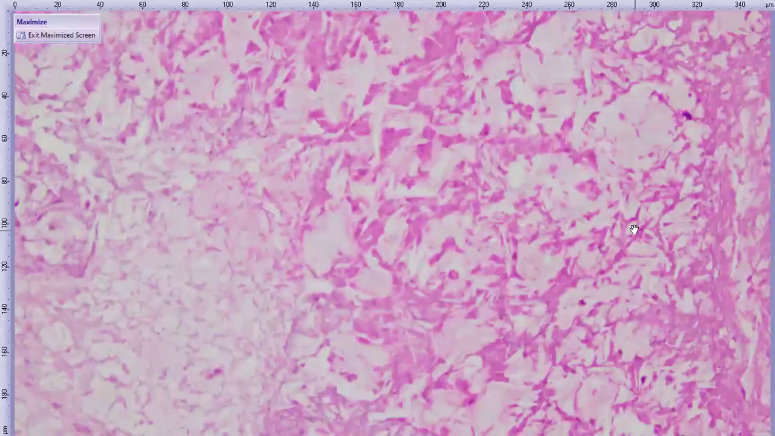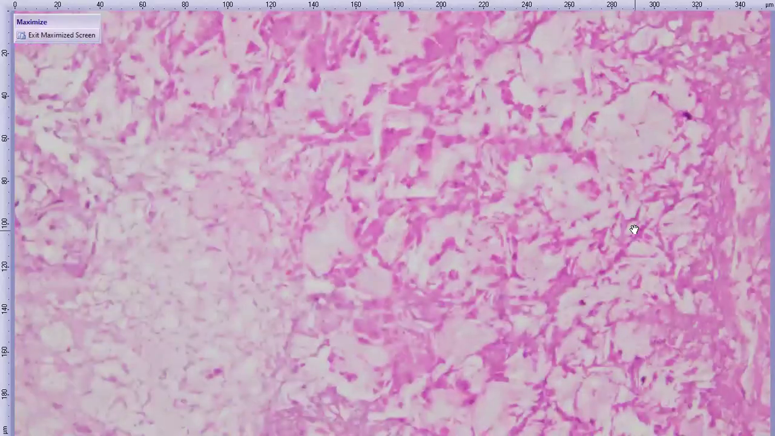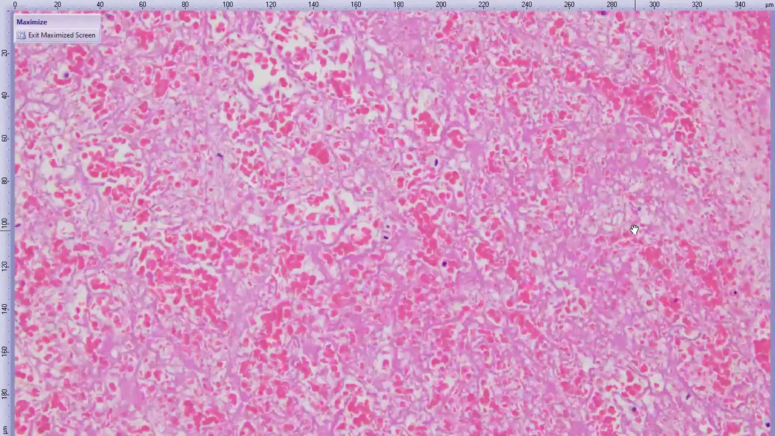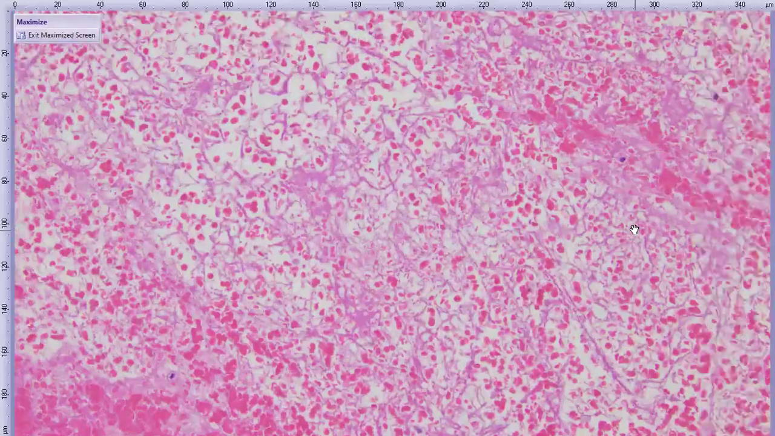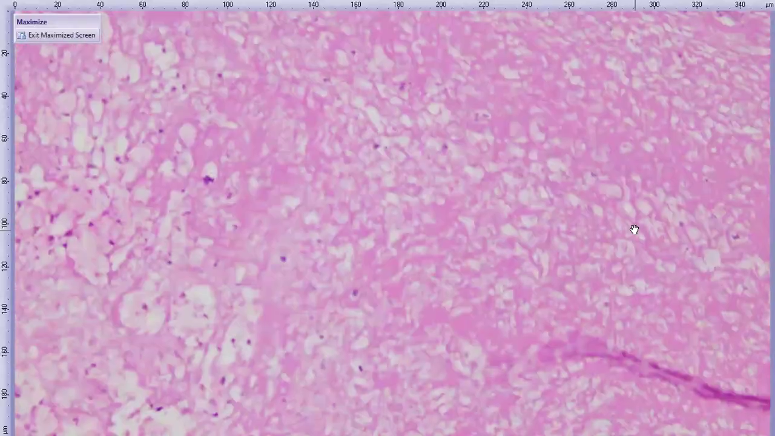In some areas, that material is birefringent. I have to remember exactly where it is. There it is. Gotta focus first. There we go. A lot of stuff in there. A lot of stuff.